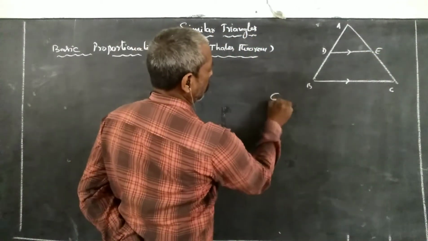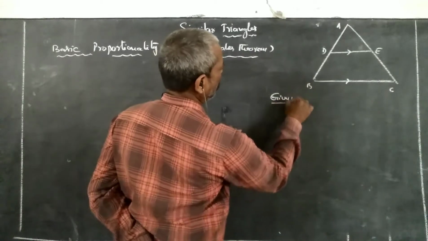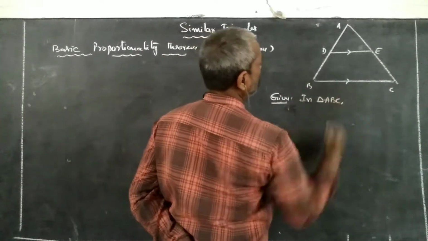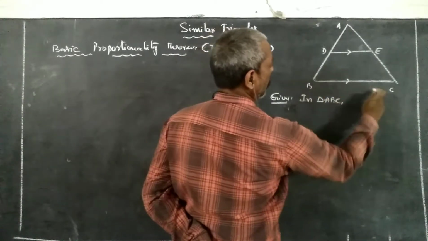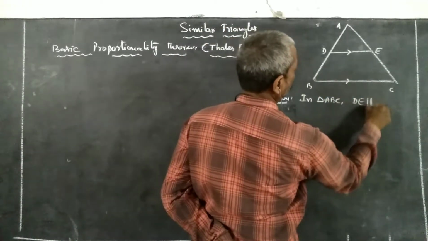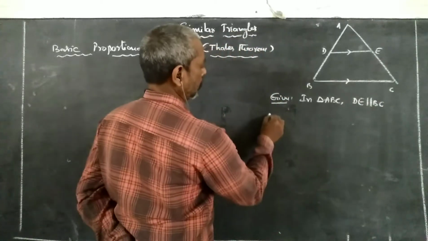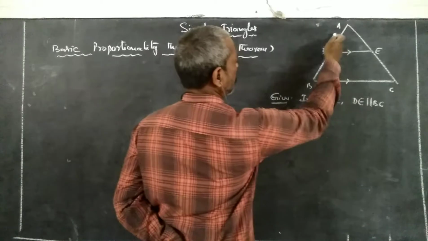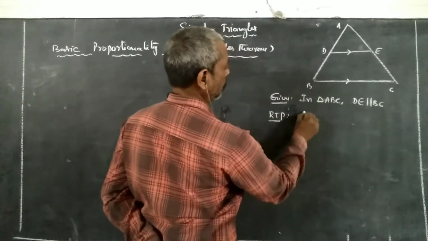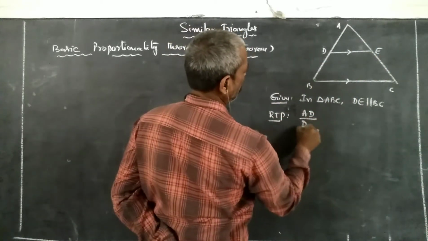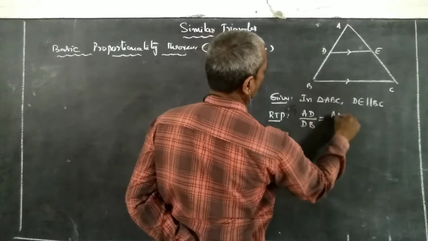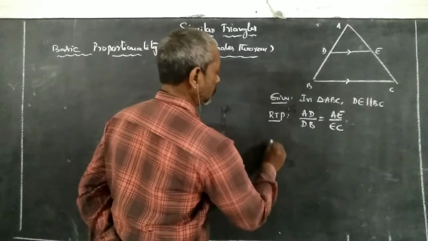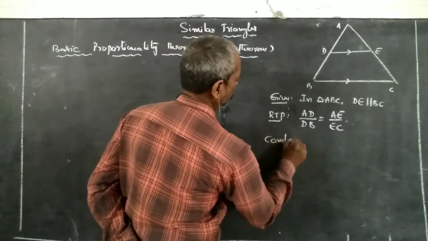So given, in triangle ABC, DE is drawn parallel to BC. Required to prove: DE divides AB and AC in the same ratio, that is AD by DB is equal to AE by EC. To prove this, we make some construction.